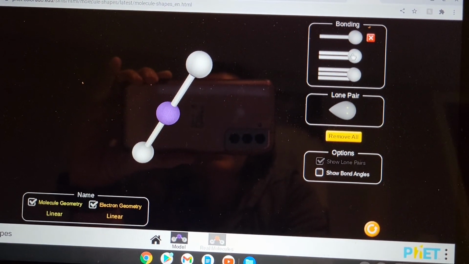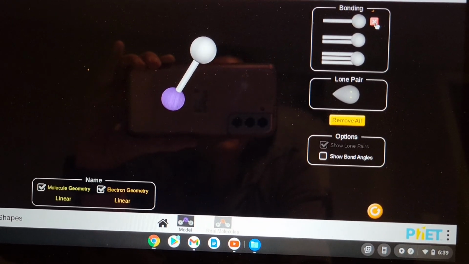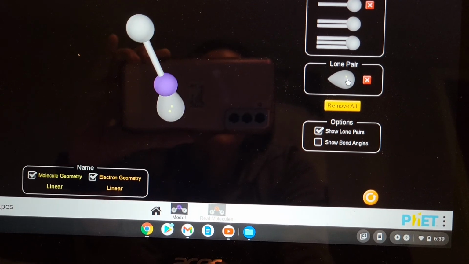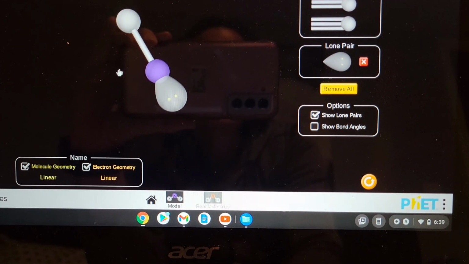I'm going to take one of these off now. Okay, so it could have 2. It has 1 bond and 1 lone pair. So then I click my lone pair, and then kind of rotate it around and see what we see.